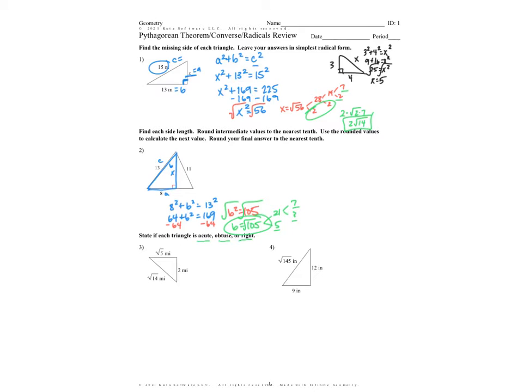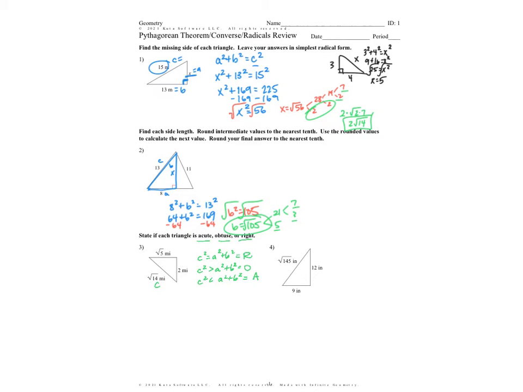So the biggest thing you have to know is which one's C, and that's your hypotenuse. Okay? If you get that C squared equals A squared plus B squared, then it's a right triangle. If you get that C squared is greater than A squared plus B squared, it's an obtuse triangle. And if you get that C squared is less than A squared plus B squared, it is an acute triangle.